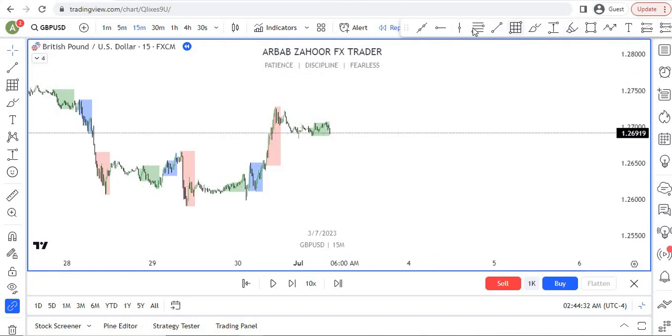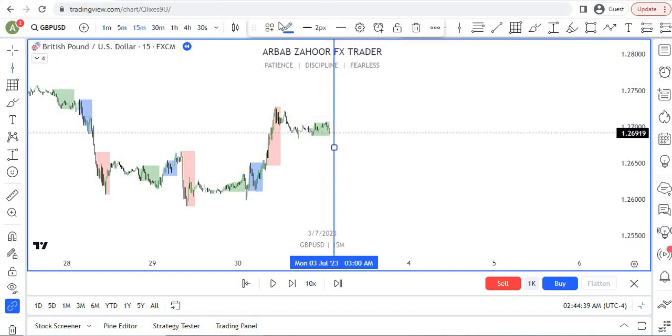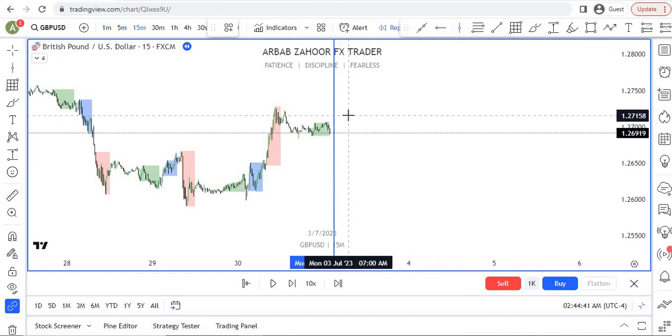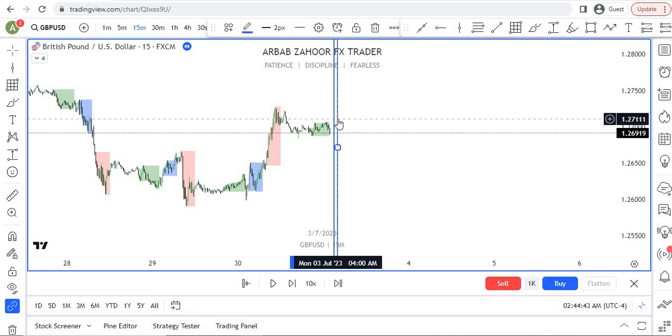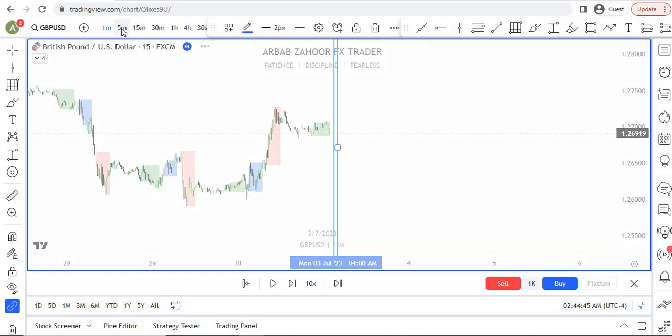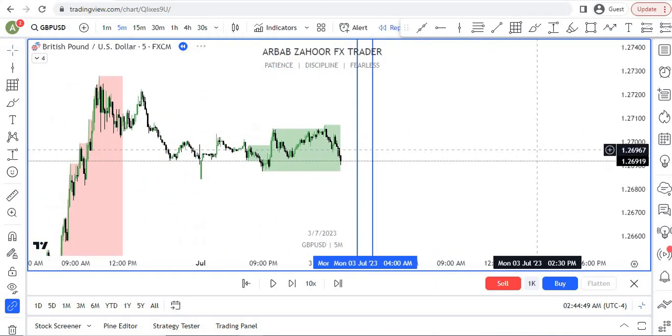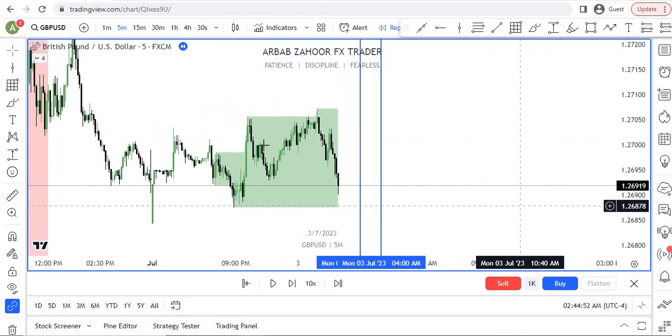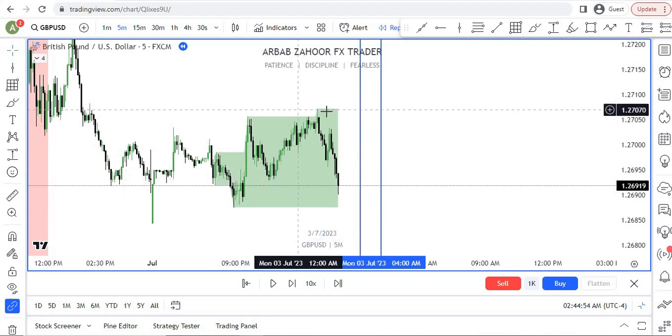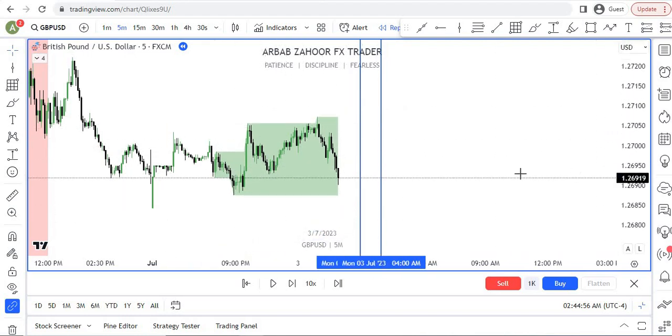So I will first mark out the time. Here is the 3 a.m. first one, and then we have 4 a.m. We will go to the 5-minute time frame, and your chart looks like this. This is the Asian range, this green box.